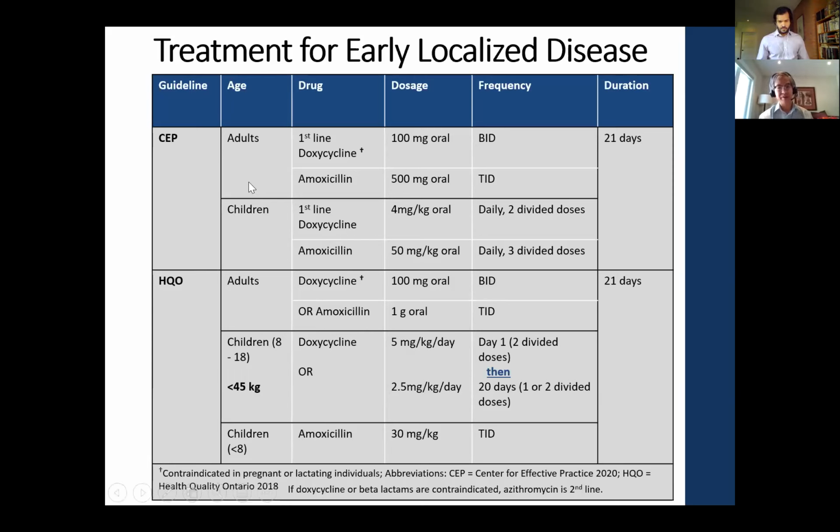So my recommendation is you can use either guideline. This is obviously easy to remember in terms of the dosing. And to me, either is fine, doxycycline or amoxicillin. If there is a problem with doxycycline or beta-lactams, then azithromycin or macrolides would be your next bet.